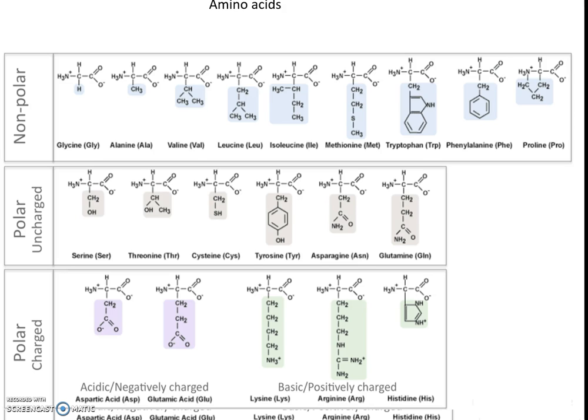So in the body, shape is everything. In the protein especially, shape is everything. What determines the shape is the number of amino acids, the order of those amino acids, how those amino acids interact with each other, and that is determined by their R group and by the condition of the R group, such as is it polar charged, polar uncharged, or nonpolar.